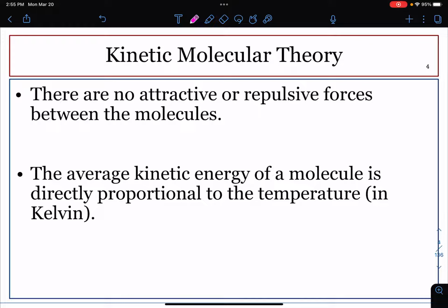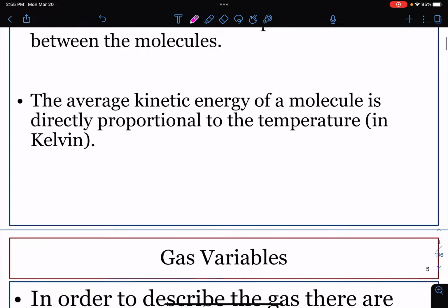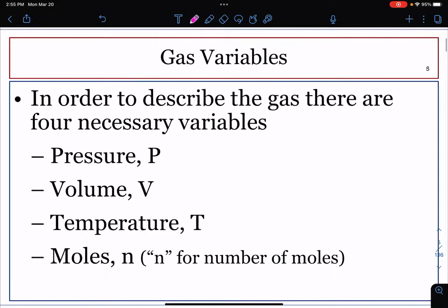And the last point that we're going to discuss in kinetic molecular theory is that the average kinetic energy of a molecule is directly proportional to the temperature of the whole system in Kelvin. So in these equations and problems that we are going to be solving, we must have our temperature in Kelvin, not Celsius or Fahrenheit. Speaking of the equations, we have a variety of different variables that we can use to describe the gas. We have pressure, volume, temperature, and moles.